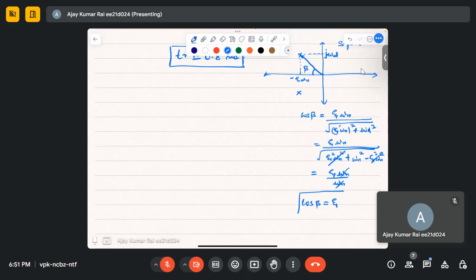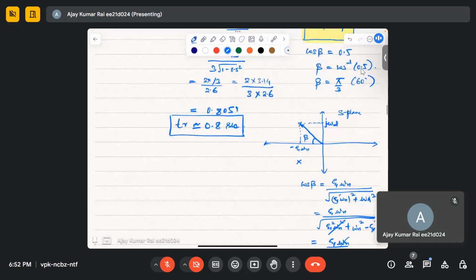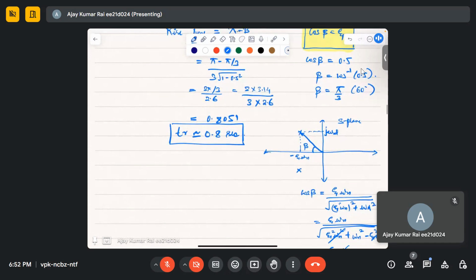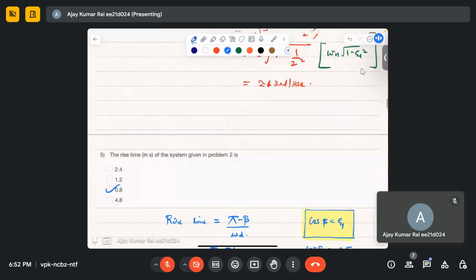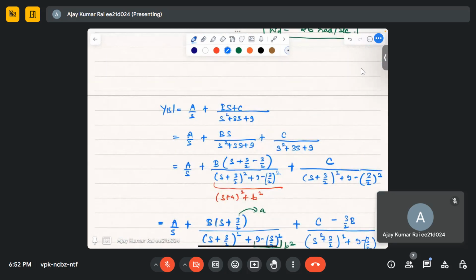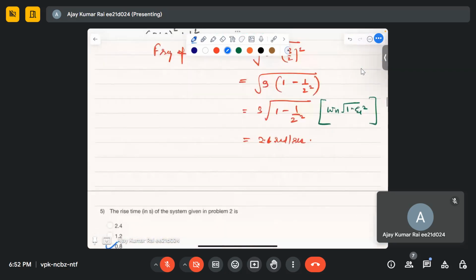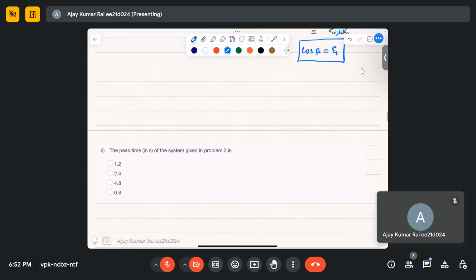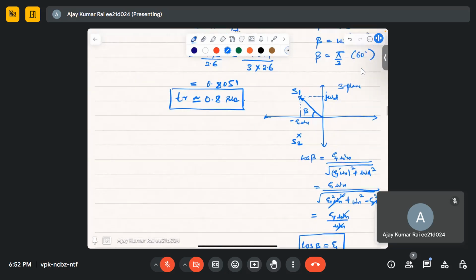But you have to know what this angle is. It is the angle here. Let me call the roots S1 and S2. S1 and S2 are roots of S square plus 3S plus 9. So these are the roots. Any question?